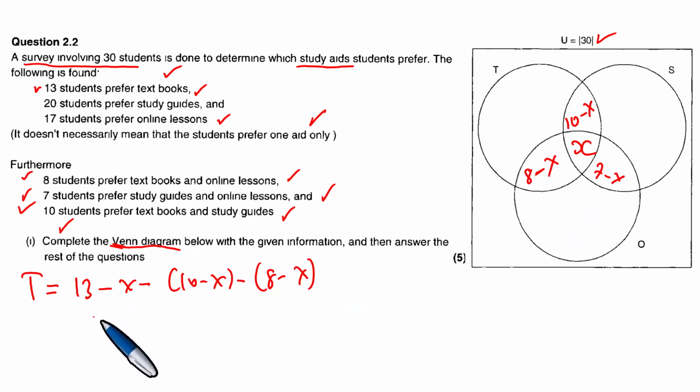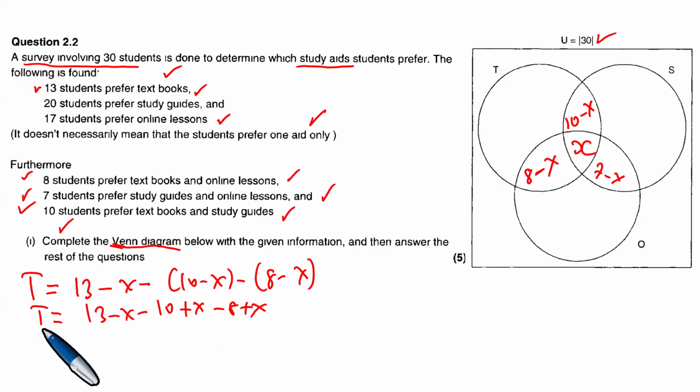And therefore at this point, what answer do we get? We get 13 minus x minus 10 plus x minus 8 plus x. So that becomes the same as, what is this? We have 13 minus 10, which is exactly a 3. A 3 minus 8 is a minus 5. And then we have minus x plus x minus x, which is 0. And this gives us exactly x like so. So we have x minus 5. We take note of this, x minus 5, but we're not done yet.